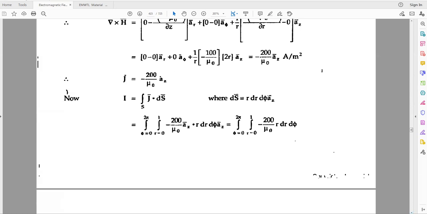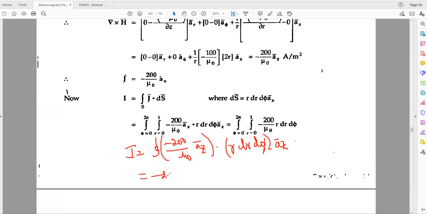What is J bar? It is along the Z direction. You can take minus 200 by mu naught into AZ bar. The surface integral you can also take in the AZ bar direction, only R into dr dφ AZ bar. So minus 200 by mu naught is a constant. AZ bar dot AZ bar is equal to 1. And here the integral is R into dr, and the integral of dφ.